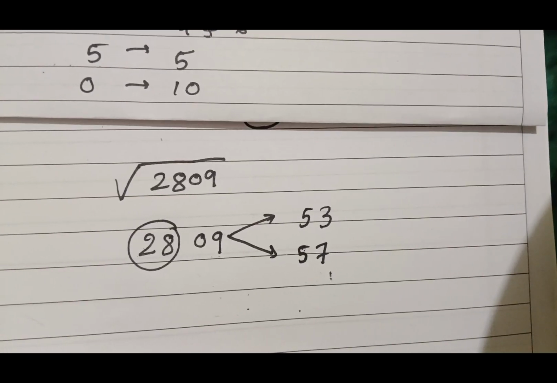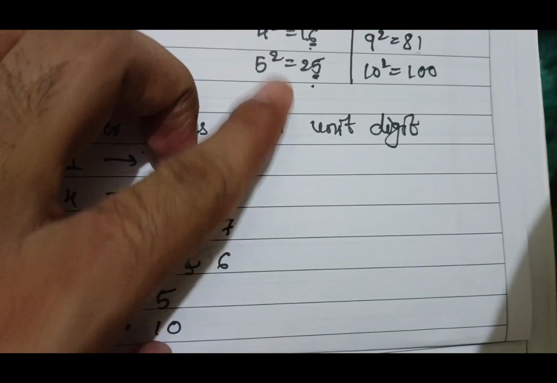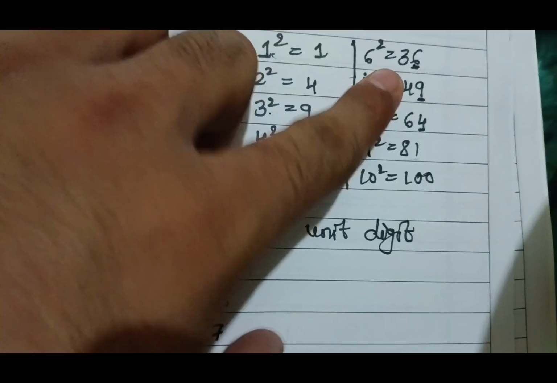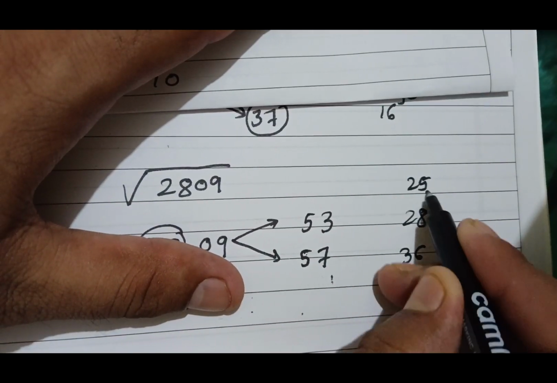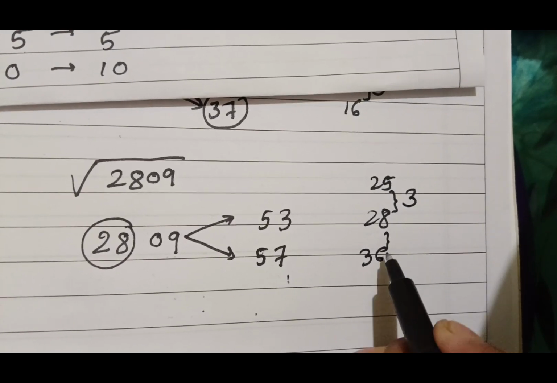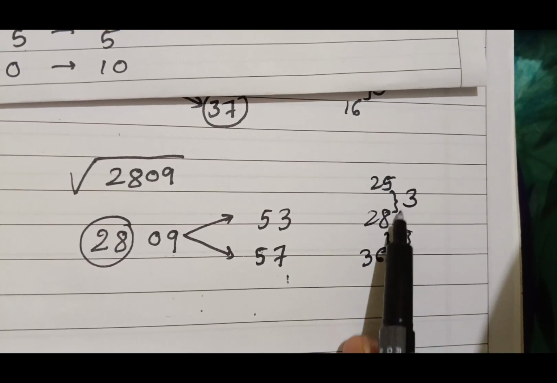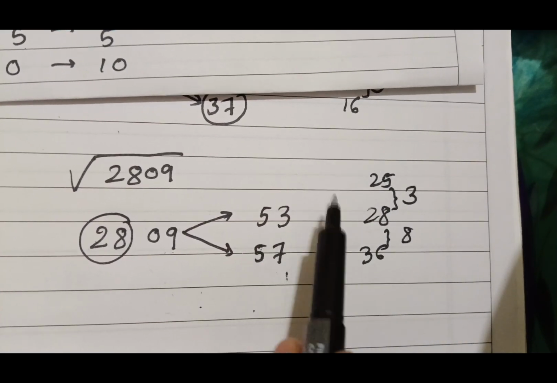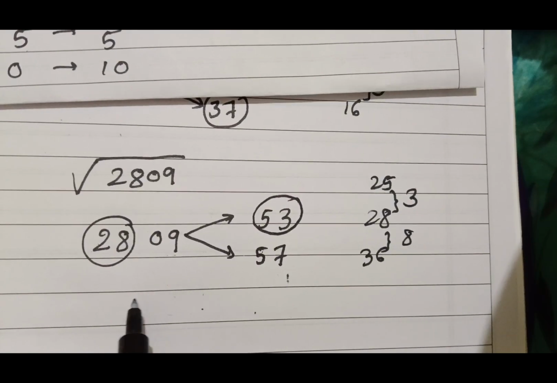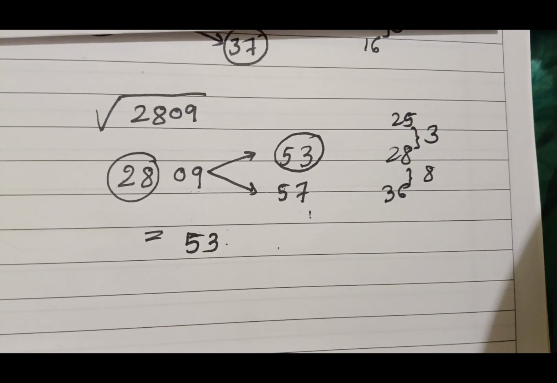Now next, what you have to do, as I told, here how much is it? 28. So 28, before it was 25, and after it was 36. Find the difference. So here we are getting 3 and here we are getting 8. So the difference is less for the smaller number. So the smaller number here is 53. So this is the square root of 2809, which is 53. I hope you understood this time.